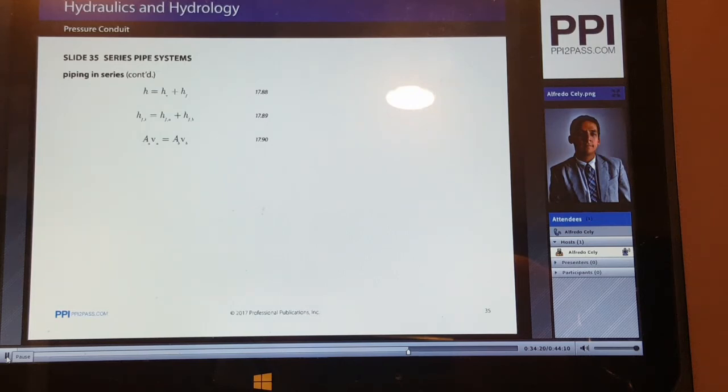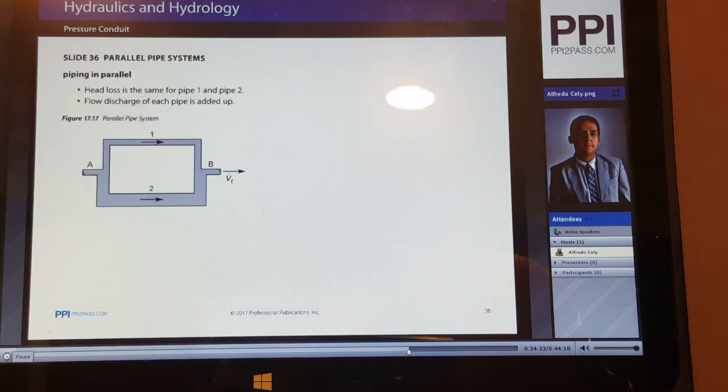Now let's see how a system in parallel functions. Head loss in a parallel system is the same for all of the pipes that are running in parallel. And to keep our continuity principle, the flow discharge needs to be equal both at the entrance and at the exit of the system. So what that means is that our flow is equal to the sum of the flows within each pipe in parallel. So the flows within each pipe in parallel may be different, but their addition is going to be the same as the flow entering and exiting the system.